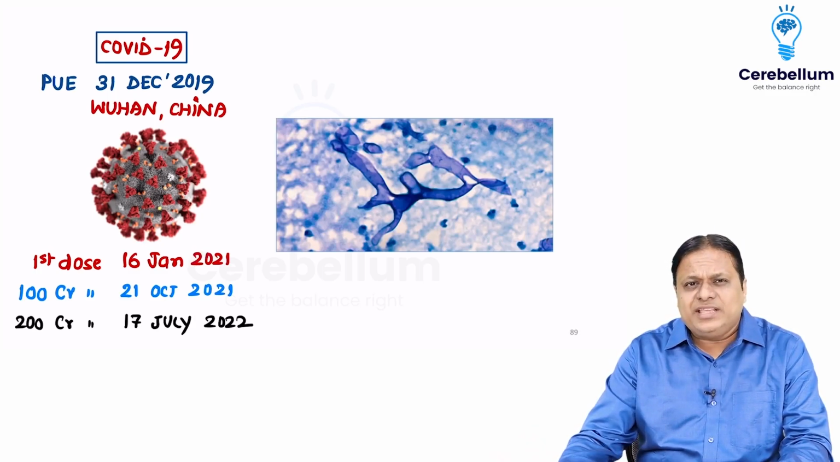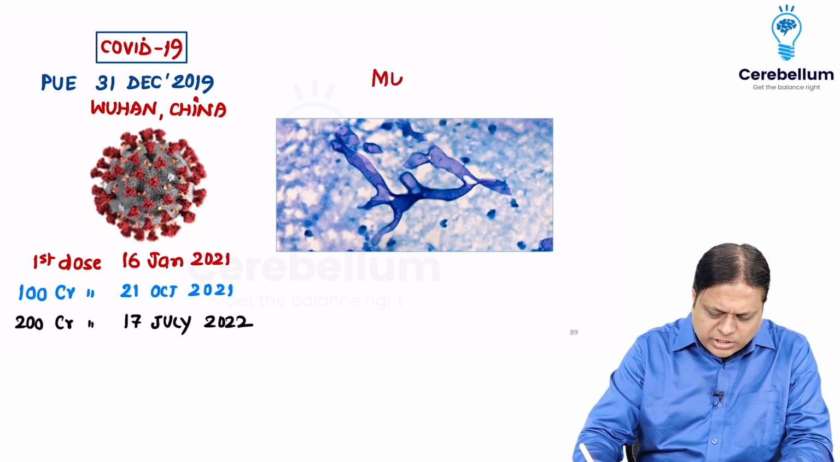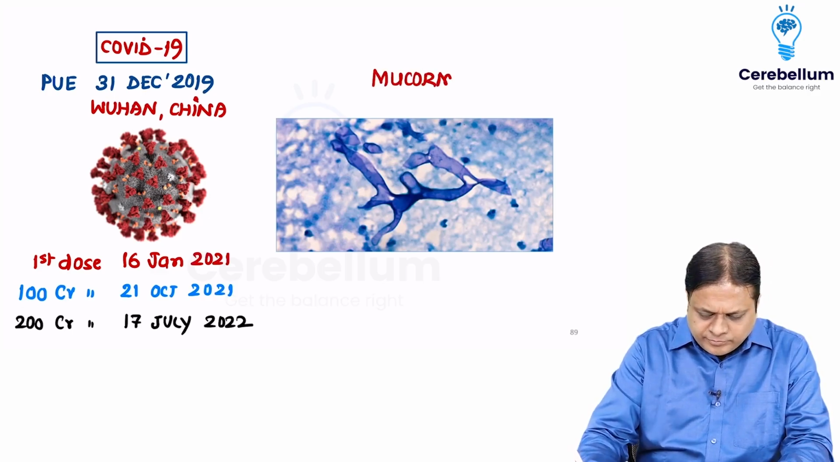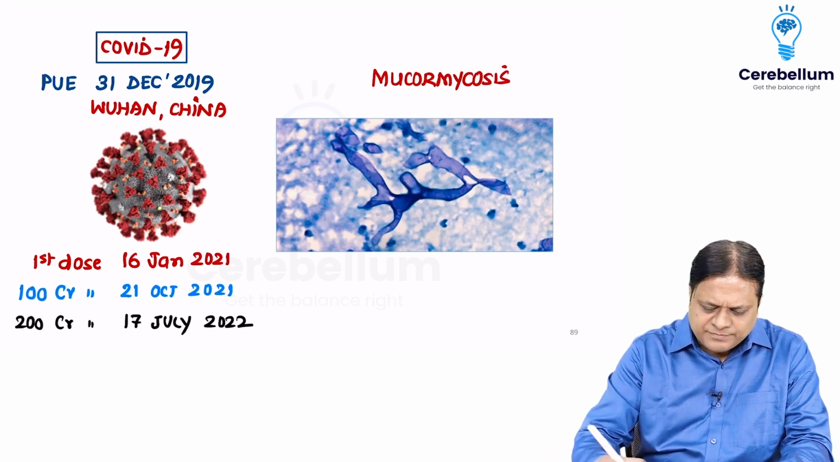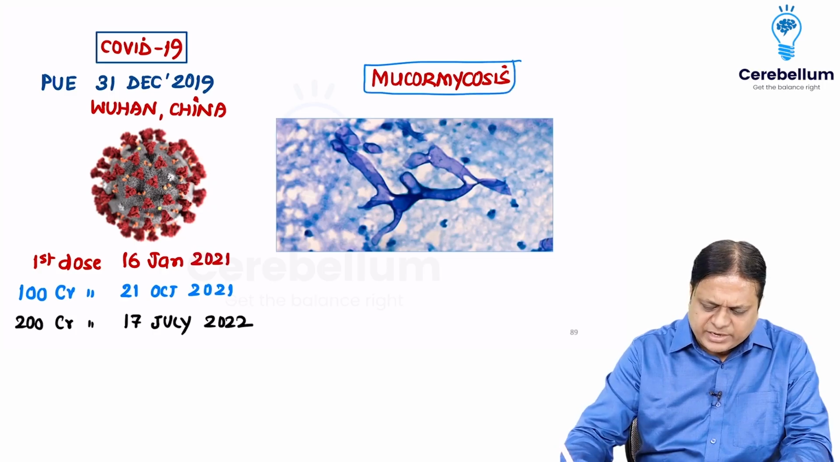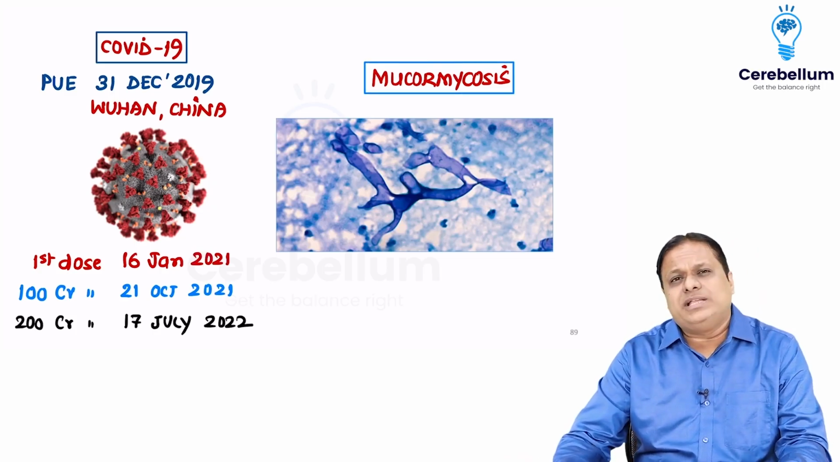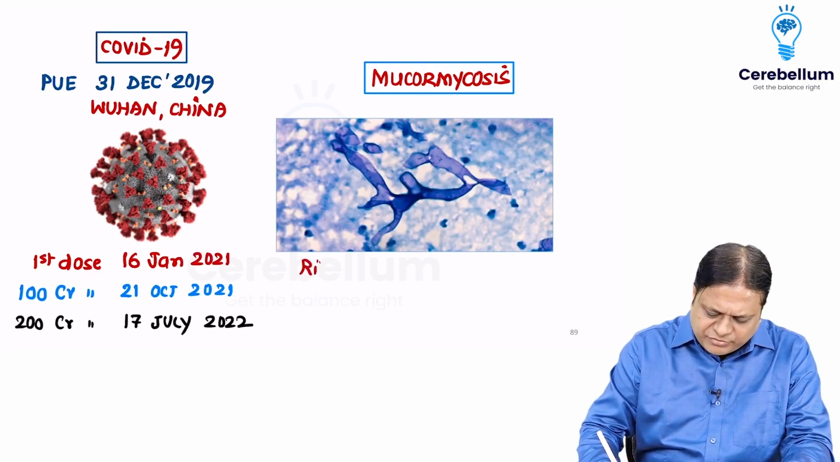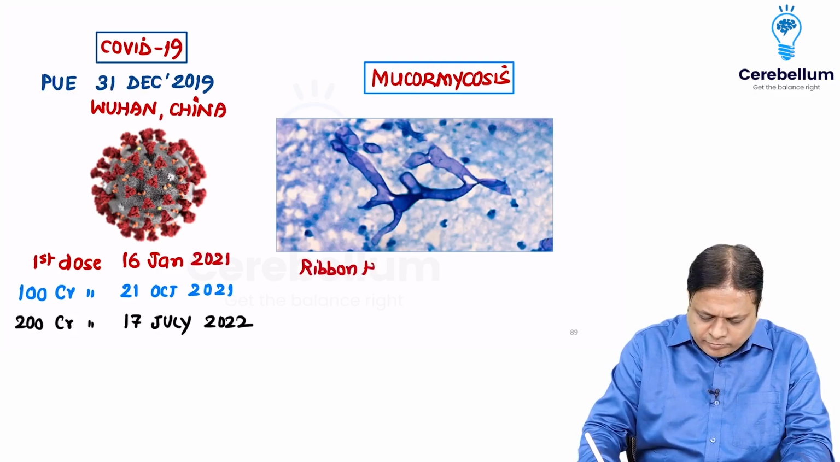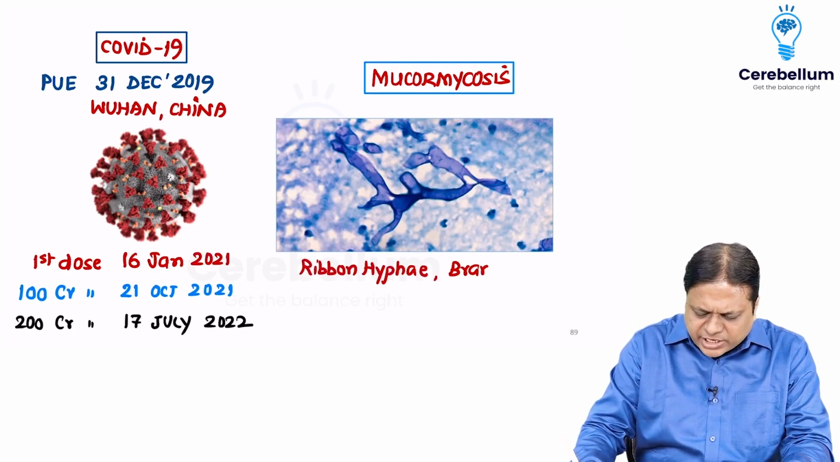On the right side, the image, can you make a diagnosis by looking at this image? Yes, it is mucormycosis, common language known as black fungus. But how do we identify this is mucormycosis by the pathological appearance? It is due to ribbon-like hyphae. And if you see carefully, they branch at 90 degree.